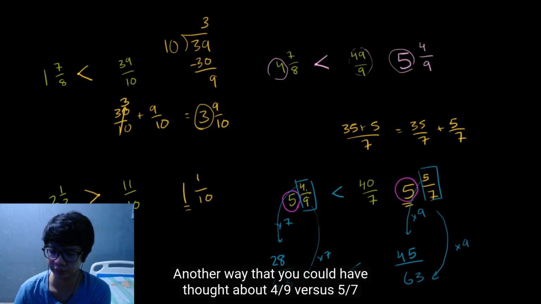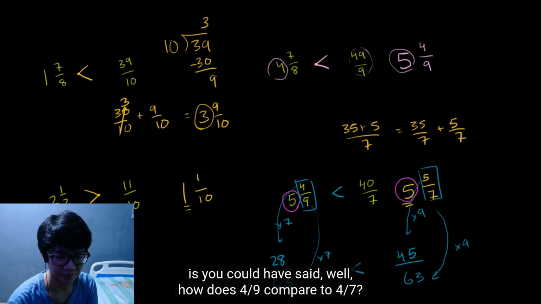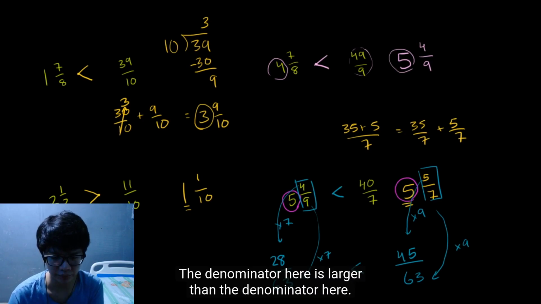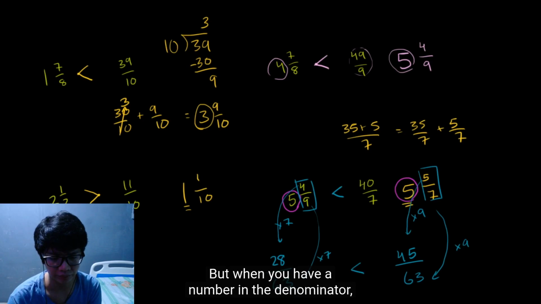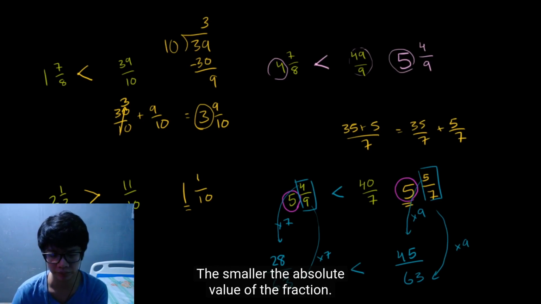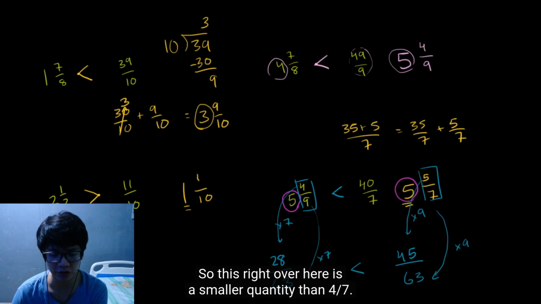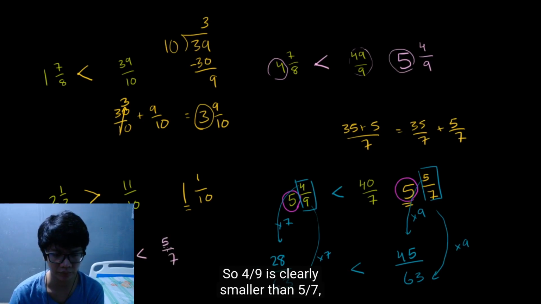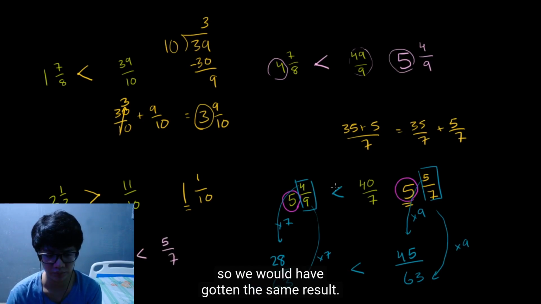Another way you could have thought about 4/9 versus 5/7 is you could have said, well, how does 4/9 compare to 4/7? We have the same numerator. The denominator here is larger than the denominator here, but when you have a number in the denominator, the larger it is, the smaller the absolute value of the fraction. So 4/9 is a smaller quantity than 4/7, and 4/7 is clearly smaller than 5/7. So 4/9 is clearly smaller than 5/7, and we would have gotten the same result.